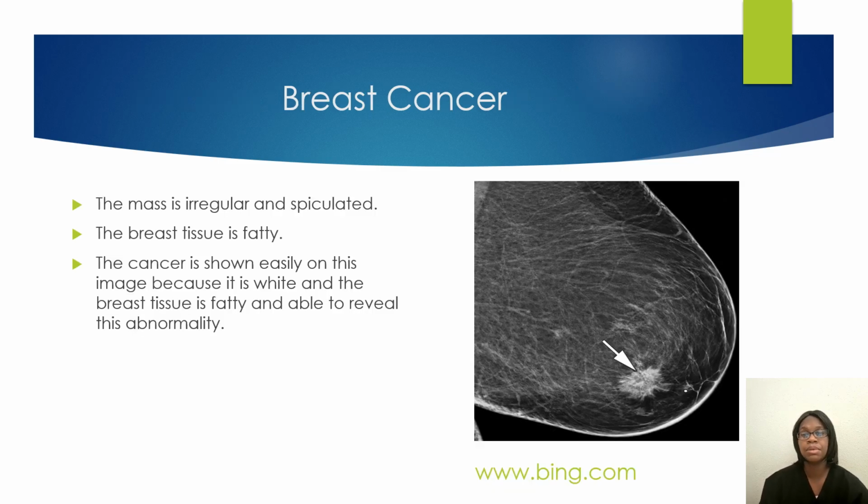This is an example of a breast cancer. You see how the mass is irregular and is spiculated, meaning you see those little lines coming from the actual mass. And the breast is fatty, or has fatty breast tissue, and the lesion or cancer is white. This is why it's so easy to pick it up, especially if the patient has a 3D mammogram, because it can reveal this abnormality well.